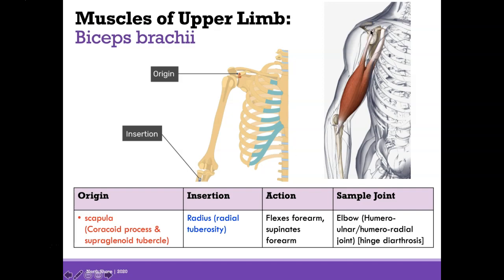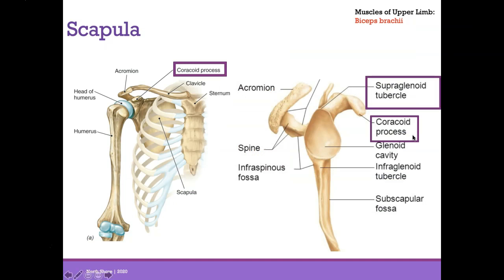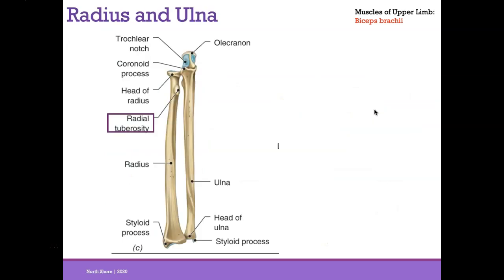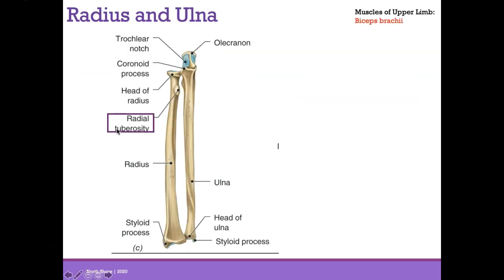So again, make sure you can look at the attachments on your app to make sure you understand how these muscles can move based on where they're attached. And then here's the coracoid process and the supraglenoid tubercle, where the biceps originate. And here is the radial tuberosity, where the biceps insert.